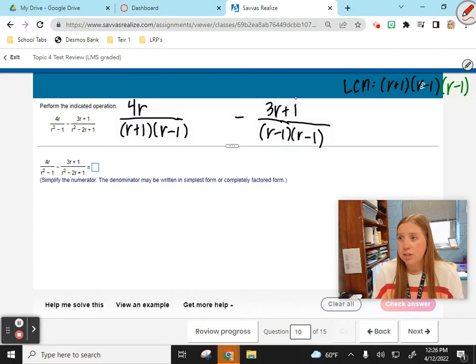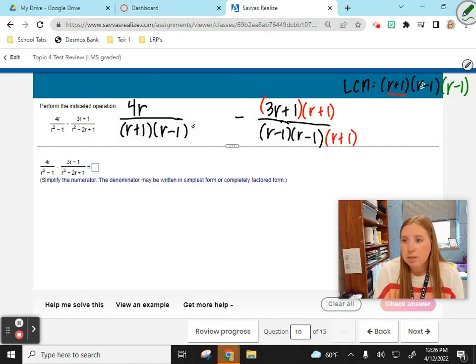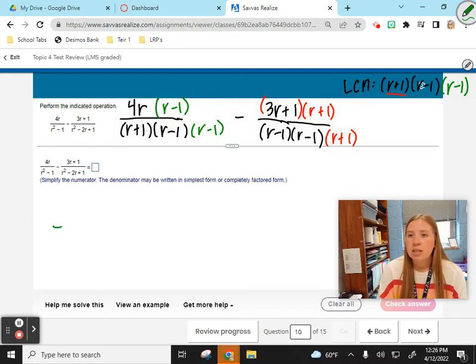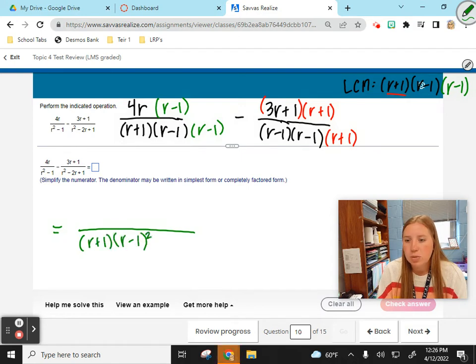So this fraction over here is missing the r plus 1. And I'm going to put this in parentheses. I'm going to put that in the denominator. And this one over here is missing another r minus 1 because it needs to have 2 of them. And now I have the common denominator. We've seen this before, but I'm going to write this as r plus 1 times r minus 1 squared, because there's 2 copies, so I'm just going to square it. And now I have to simplify this.